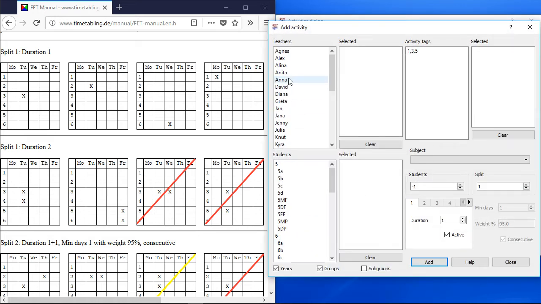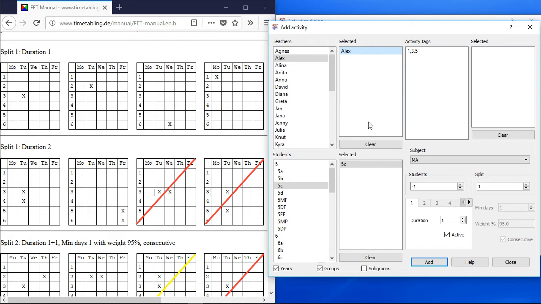In normal cases you only need to select the correct teacher, students and subject. Select the correct number of splits and the durations and add the activity. You can also add several students or teachers into the same activity. Just select several of them at the same time. Of course you can remove them again from the activity by double-clicking on them. Alternatively you can clear the whole list.